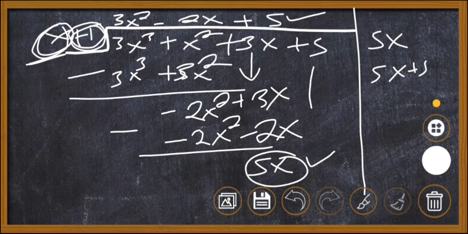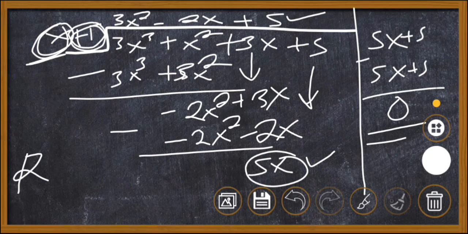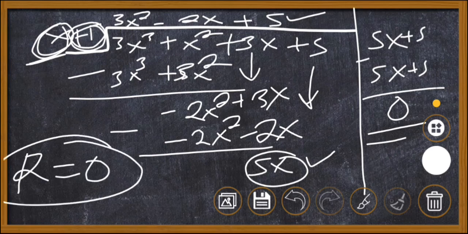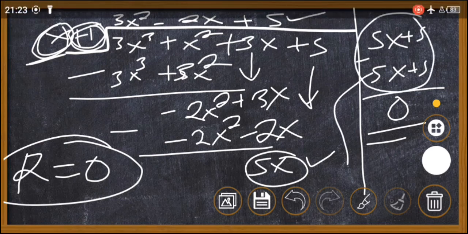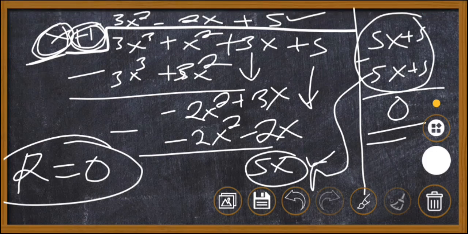So we are going to drop this 5 as well. So we are going to have 5 here, and then subtract these values. So 5x minus 5x is 0, and then 5 minus 5 is 0. So this is our remainder. So in this case then, our remainder is equal to 0. So after we are done with this, we are going to go into the third method. By the way, these have to be down there, but simply because there is no space there, I had to write them this side.